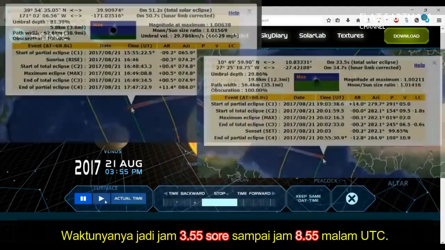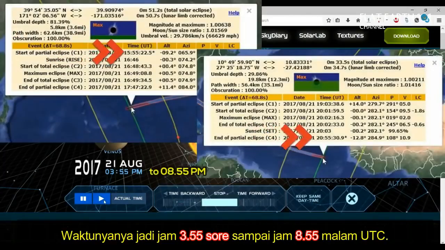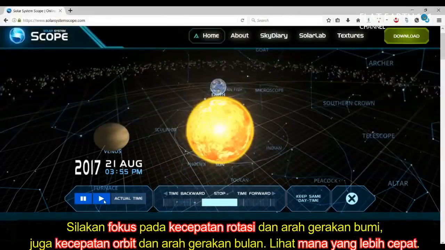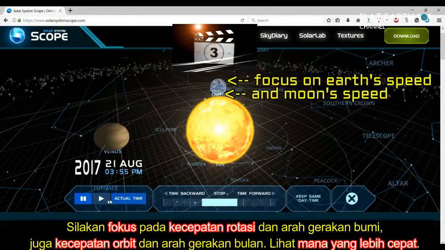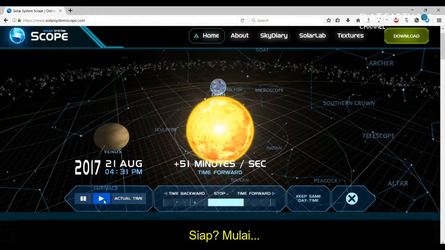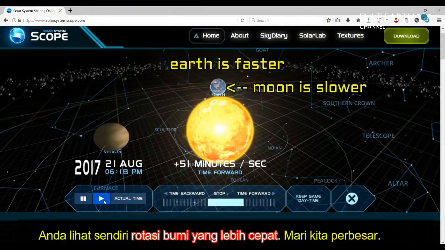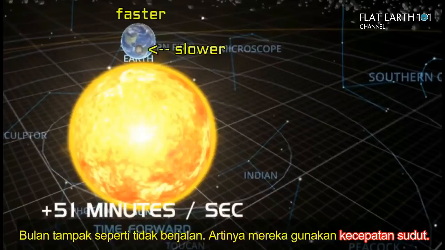The time will be 3:55 p.m. to 8:55 p.m. Please focus on the Earth rotation speed and direction, also the Moon's orbital speed and direction. See which one is faster. Ready? Go! You see that the Earth rotation is faster. Let's zoom in. The Moon is almost like not moving.